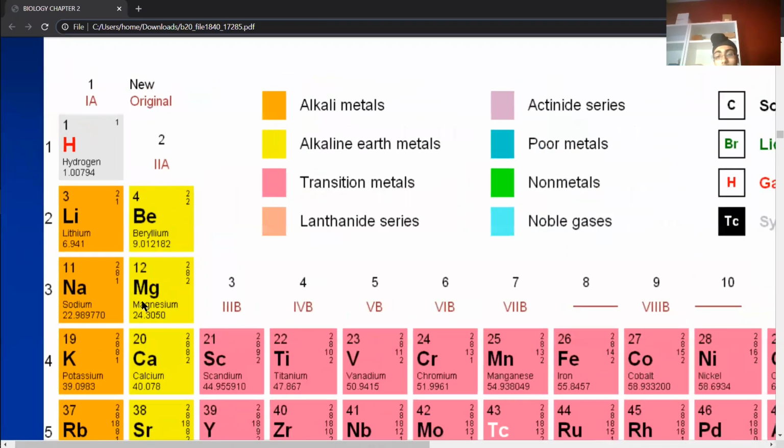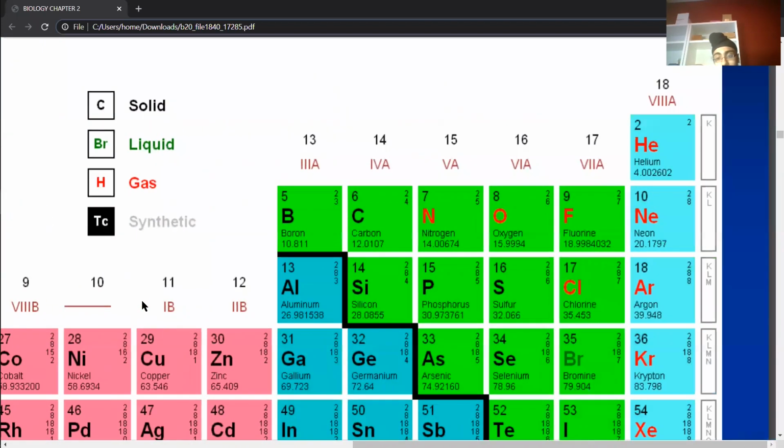Another example, if we go across here, is chlorine, element number 17. If you look at chlorine, its first shell is 2, so that's filled. The second shell is 8, that's filled. But then the third shell has 7, so that's not filled.